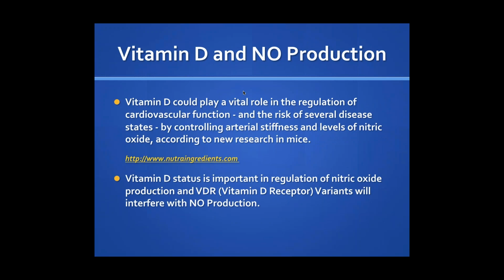Vitamin D, we talked about last webinar on the vitamin D receptor, and it also plays into this whole pathway. So vitamin D could play a vital role in the regulation of cardiovascular function and in the risk of several disease states by controlling arterial stiffness and levels of nitric oxide, according to new research in mice. And vitamin D status is important in the regulation of nitric oxide production, and then the VDR, or the vitamin D receptor variants, will interfere with nitric oxide production.